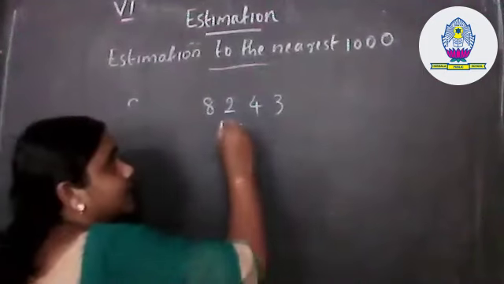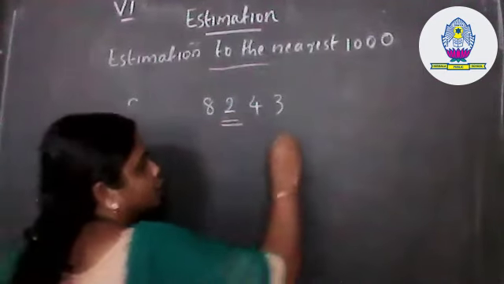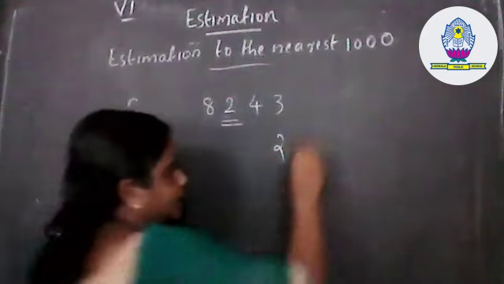Here the digit in the hundreds place is 2, which is less than 5.